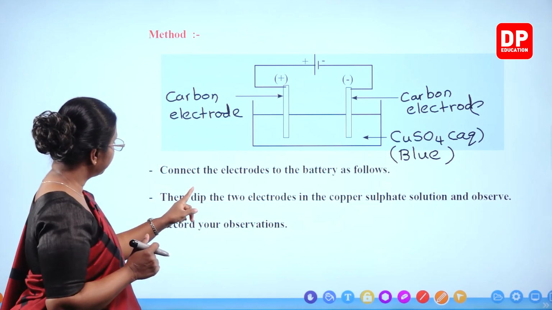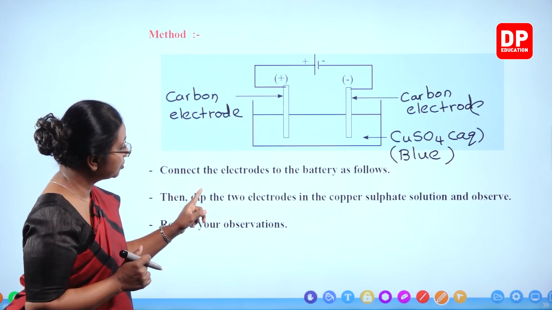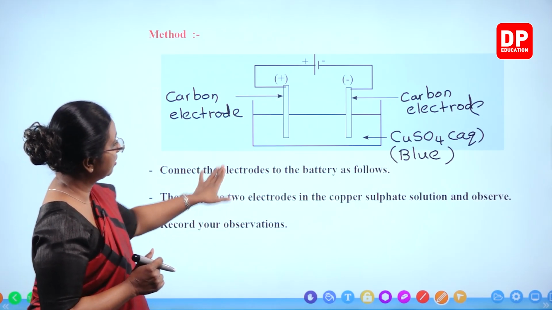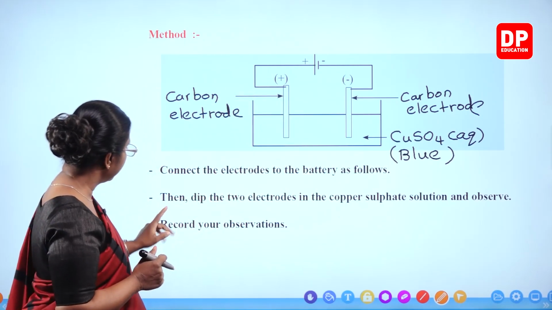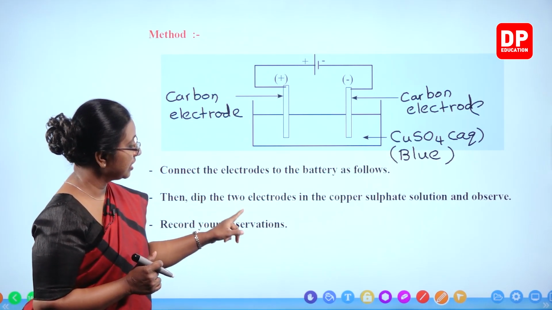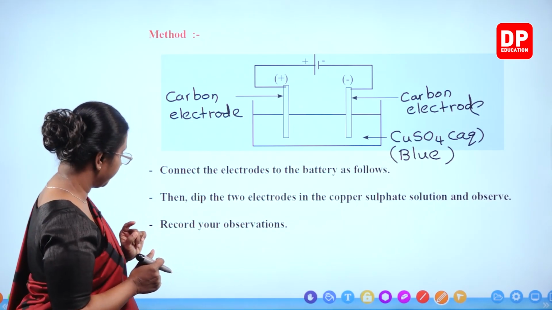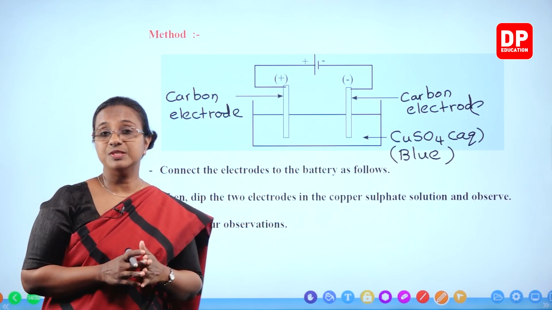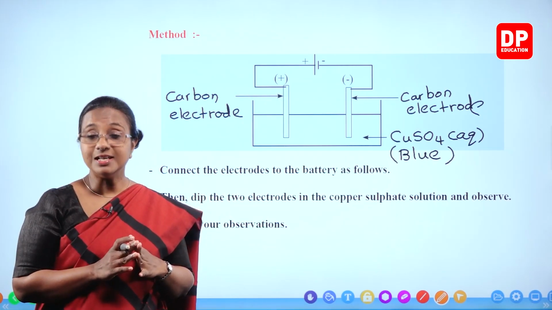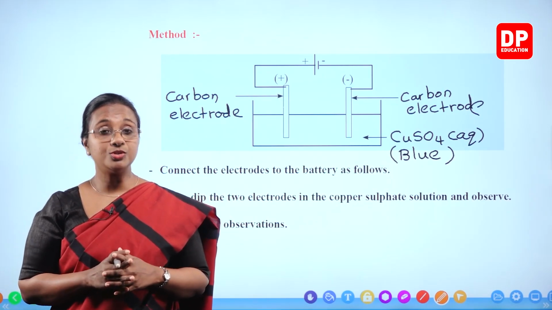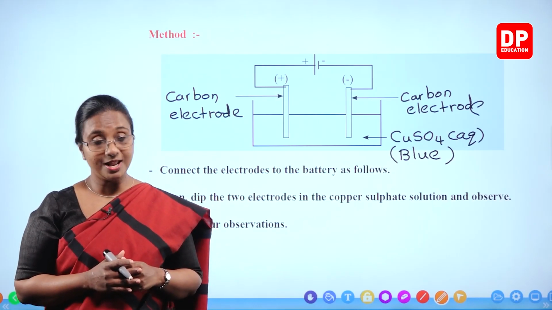If we look at the process, connect the electrodes to the battery as follows. That is shown above. Then dip the two electrodes in the copper sulfate solution and observe. Record your observation. So that is the activity. Let us go to the lab and do the activity now.